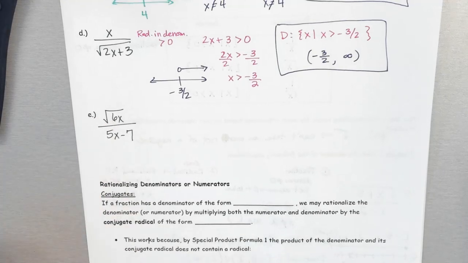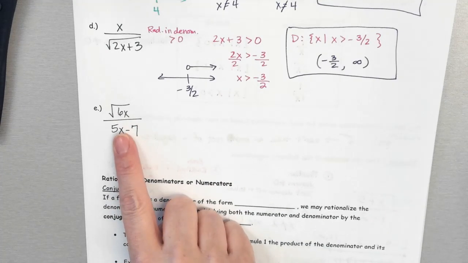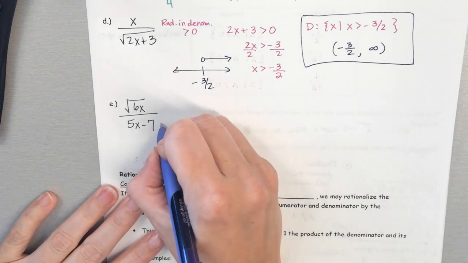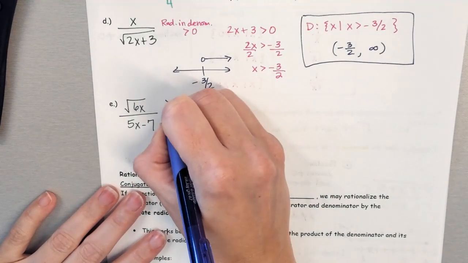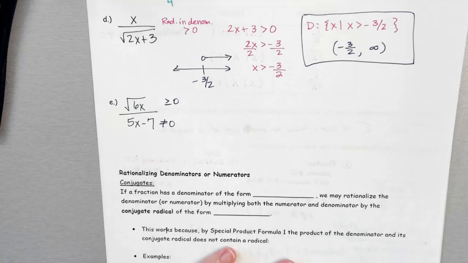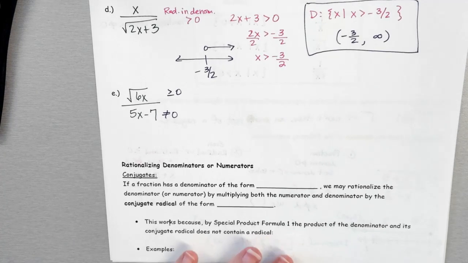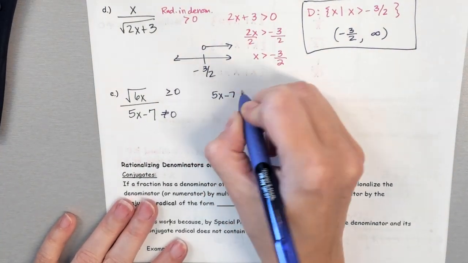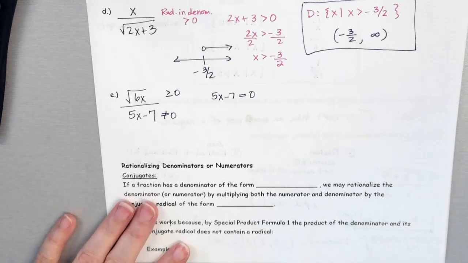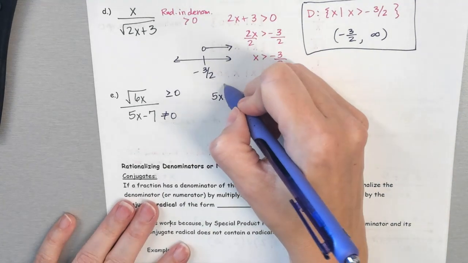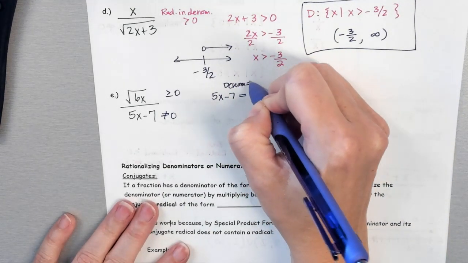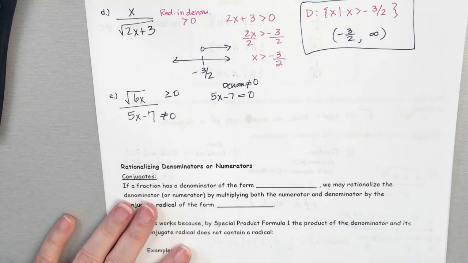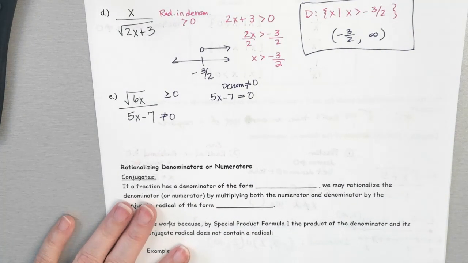Okay, and then here we have two things. The denominator can't be 0, but we have a radical up top where the radicand has to be greater than or equal to 0. So we have to do two separate things, one equation and one inequality. We have to find what we have to exclude based on the denominator. So you add 7, divide by 5.